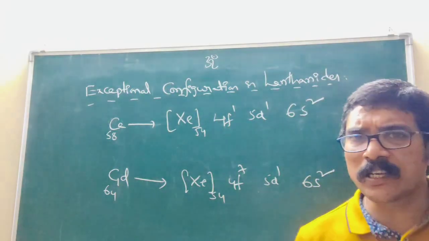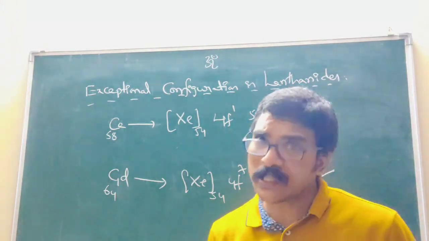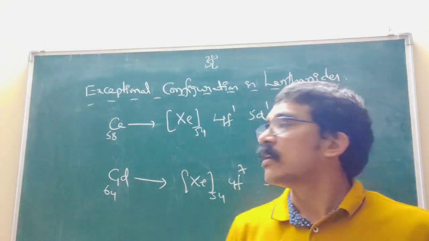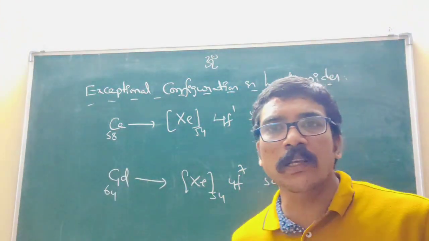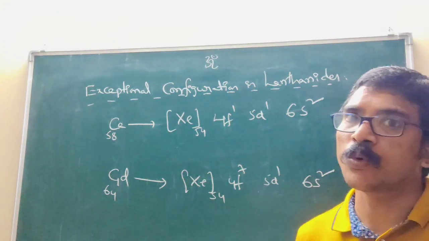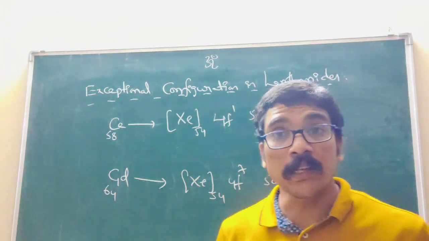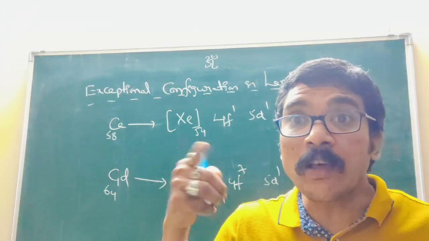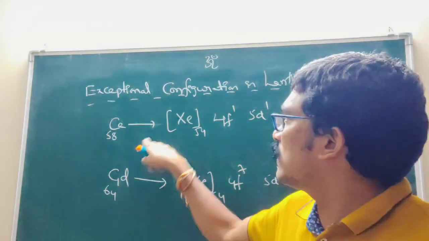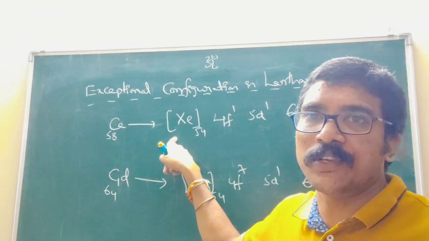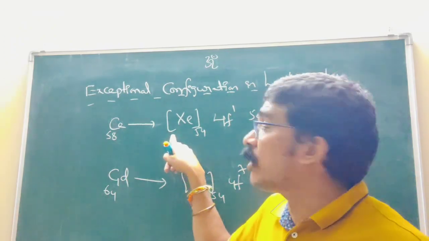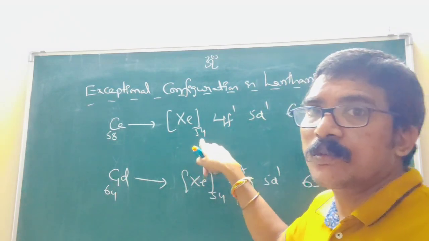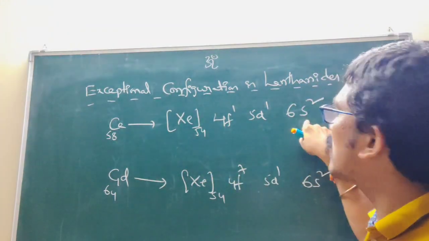What configuration are you expecting? What is the atomic number of cerium, sir? 58. Then already 54 atomic number belongs to xenon. That means noble gas configuration. After filling the noble gas, the electron enters 6s2.